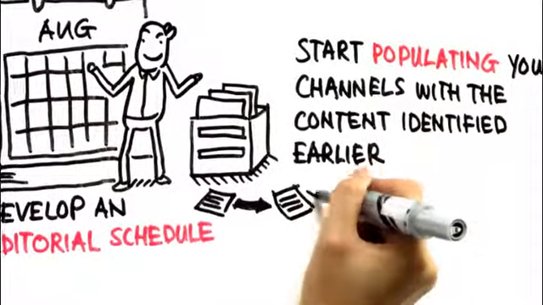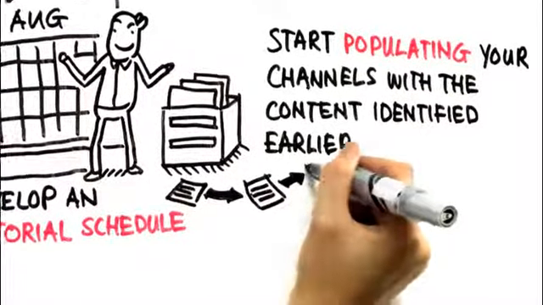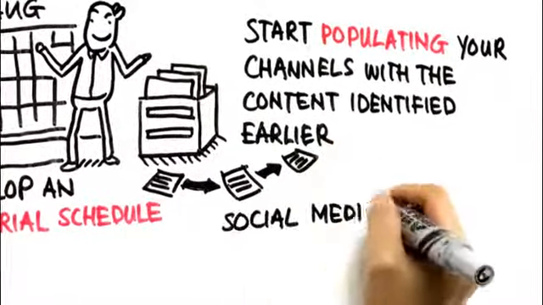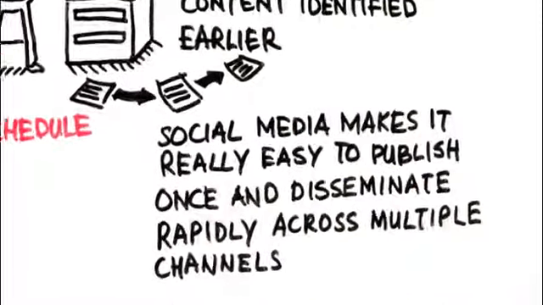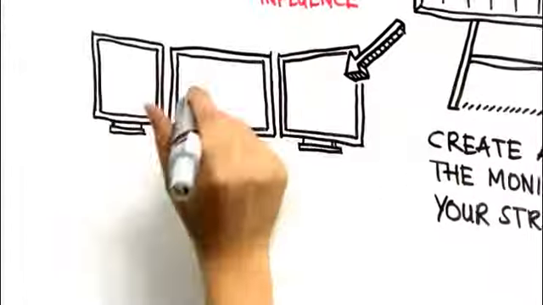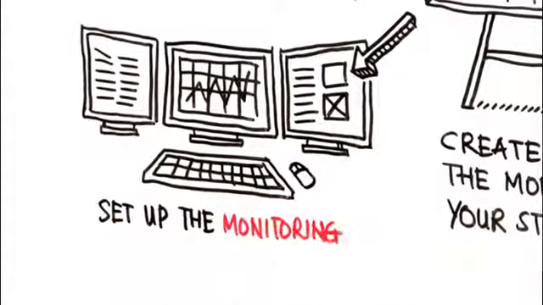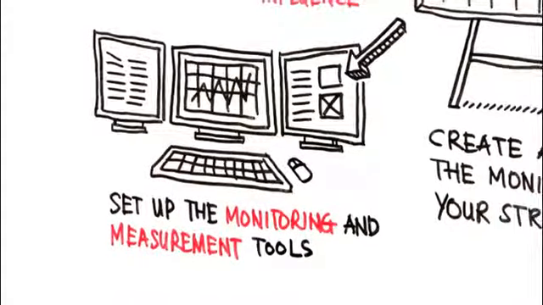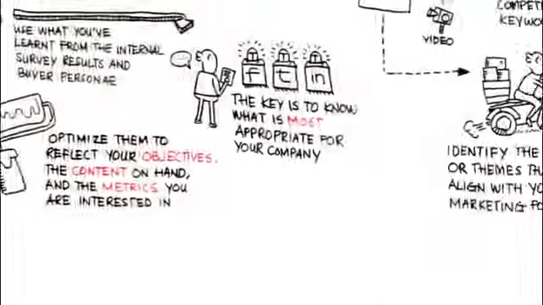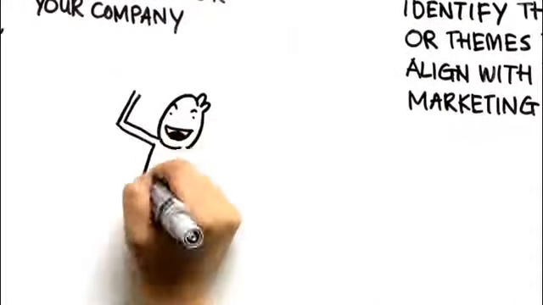Also remember to establish content syndication mechanisms. Social media makes it really easy to publish once and disseminate rapidly across multiple channels. Then, with the metrics established earlier, set up the monitoring and measurement tools. It is important to get these going before you start, so you can see the before and after difference.